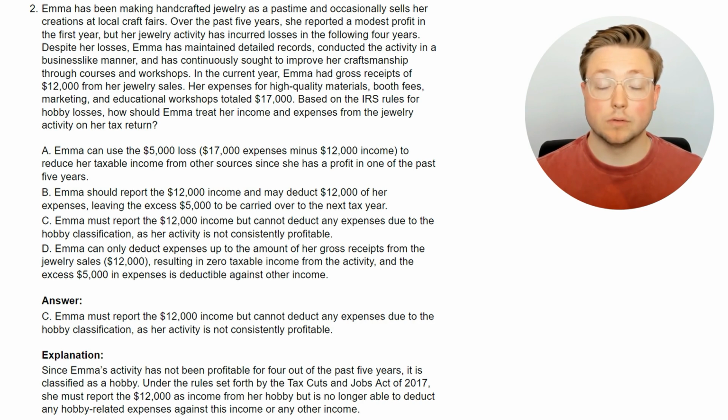That's pretty much all we're going to go over for hobby losses. We're going to go over one more question about losses from personal use assets. So let's go to the next question.